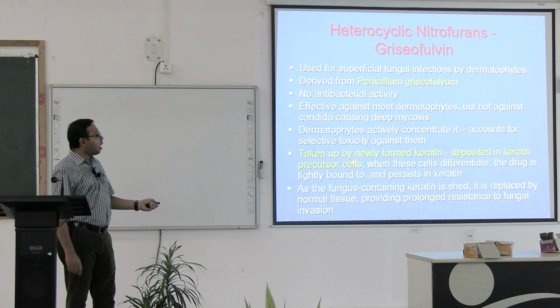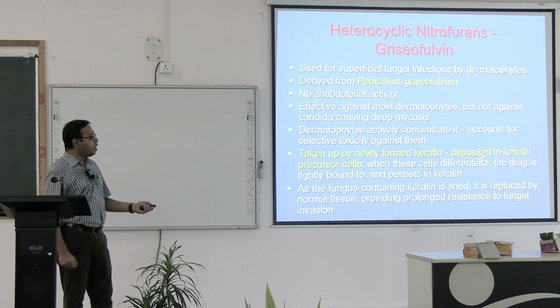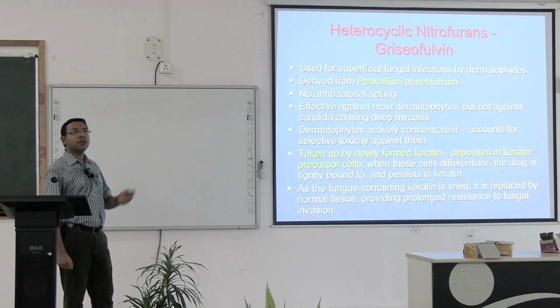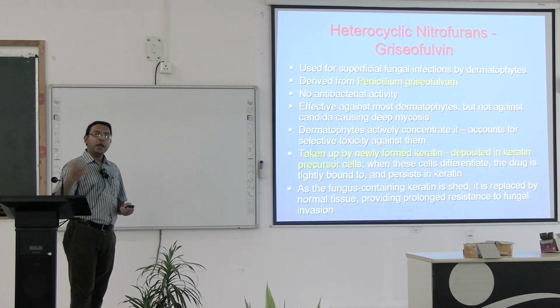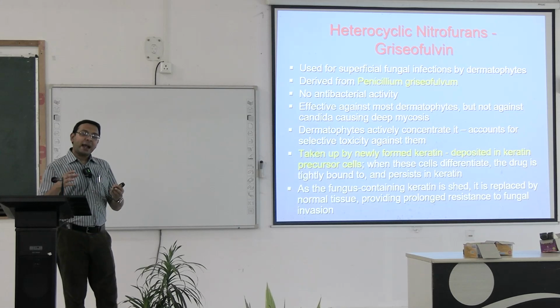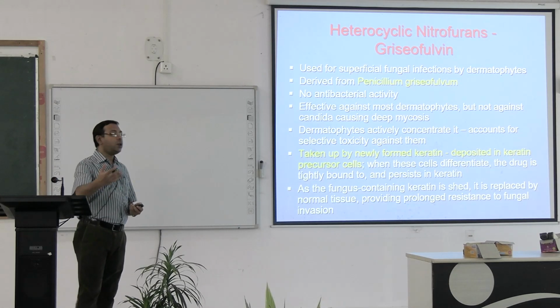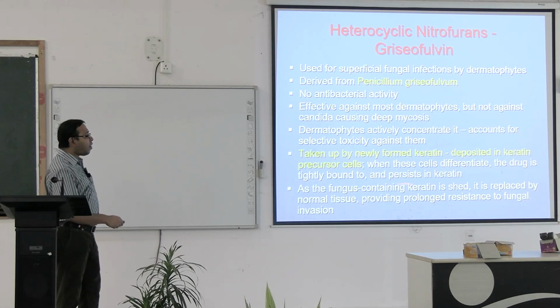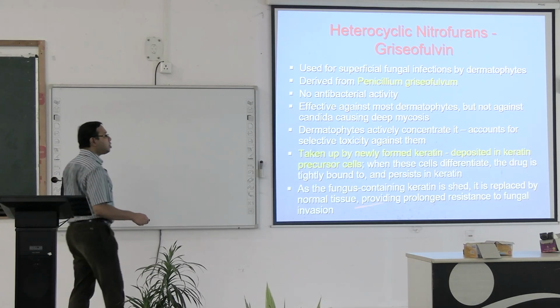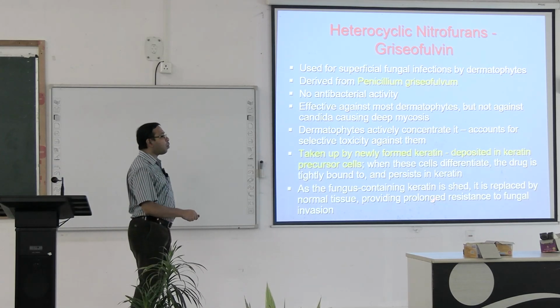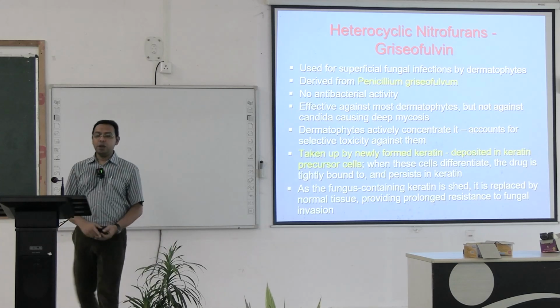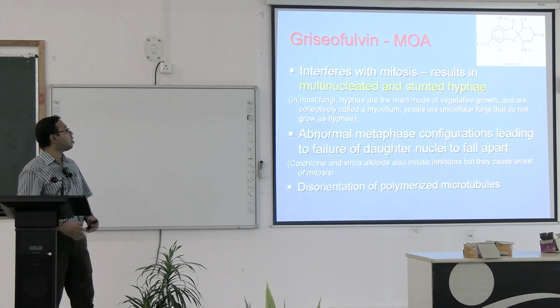They are mainly taken up by newly formed keratin and deposited in keratin precursor cells, and when these cells differentiate, the drug is tightly bound to and persists in keratin. Because for a long period of time it attaches with the keratin and remains within the skin, the fungal infection will not be repeated. So as the fungus-containing keratin is shed, it is replaced by normal tissue, providing prolonged resistance to fungal invasion. So this happens due to Griseofulvin.